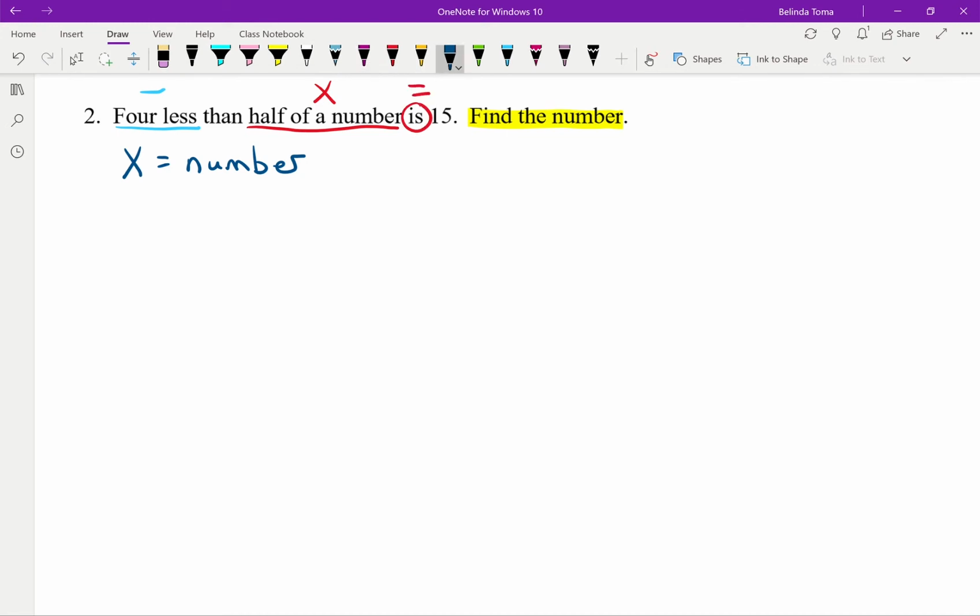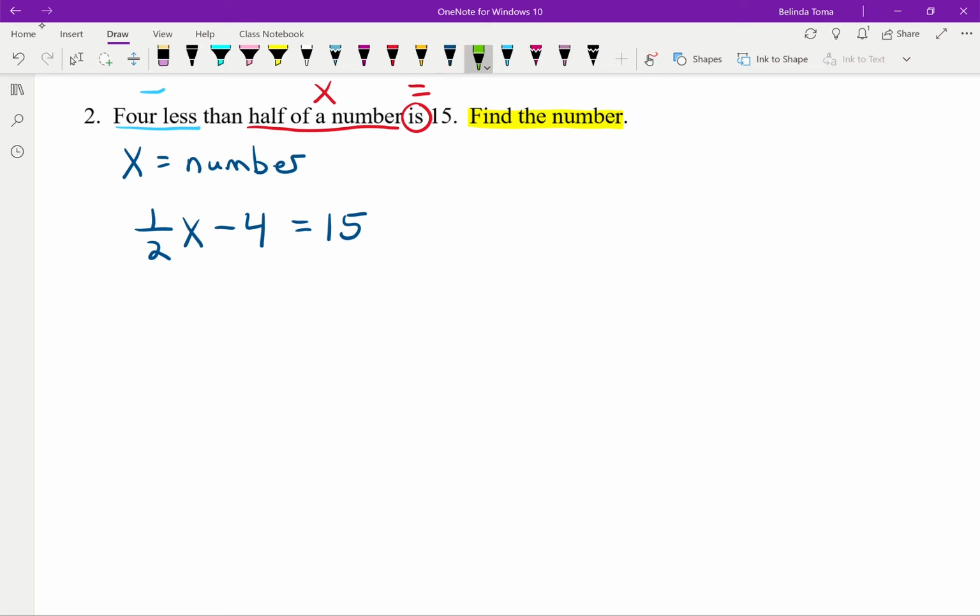But remember, order matters with subtraction and division. So when we read 4 less than half a number, we want to start with half of the number and then take 4 less than that is 15. So if we turned the order around, 4 minus 1/2 x, we would not get the correct answer.